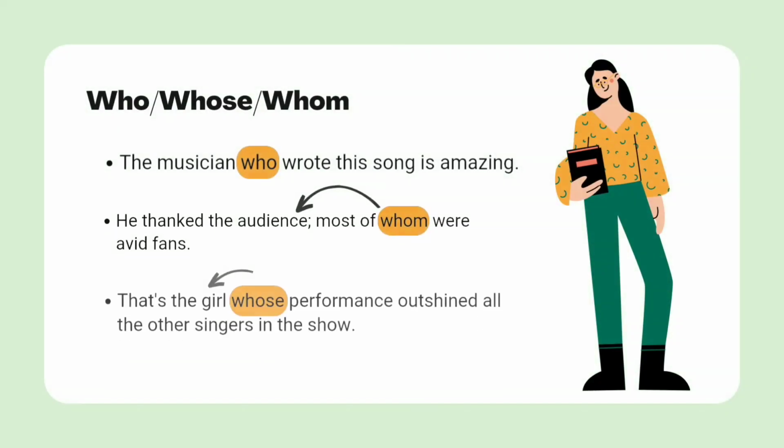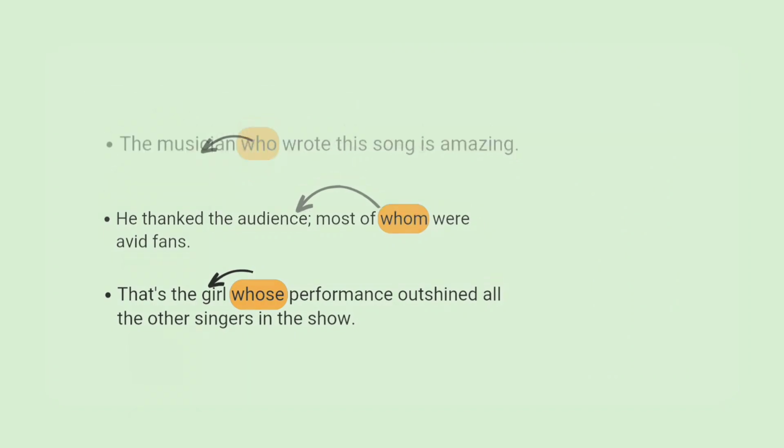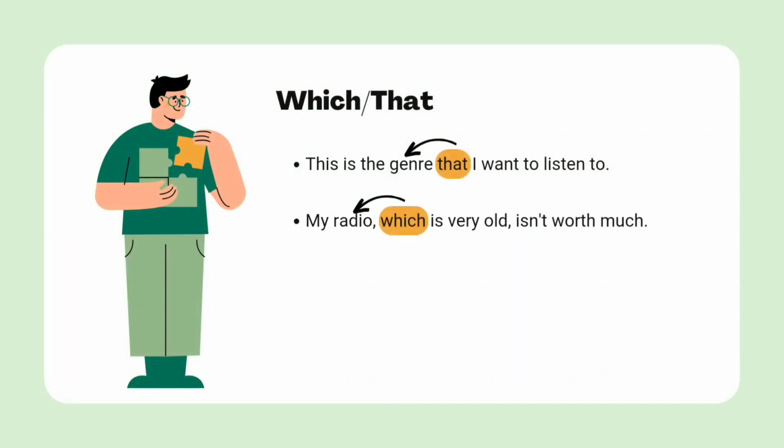Now see example sentences. The musician who wrote this song is amazing. Here who refers to musician. He thanked the audience, most of whom were avid fans. In this, whom refers to audience. That's the girl whose performance outshined all the other singers in the show. Whose refers to girl. This is the genre that I want to listen to. That refers to genre. My radio, which is very old, is not worth much. Which refers to radio.